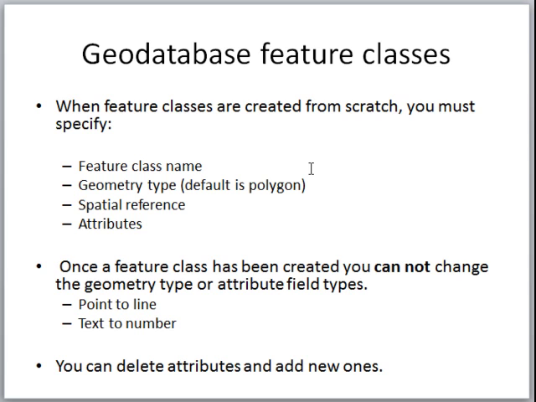Once a feature class has been created, you cannot change the geometry type or the attribute field types. So once you create a feature class that's a polygon, you can't change it to a point. So you've got to make sure and get that geometry right. And the fields that you create can hold certain types of data. They can hold numbers, they can hold text, they can hold dates. You can't change those field types either. So if you define a field type incorrectly, you have to delete that field and recreate it. You can delete attributes, and you can add new ones.